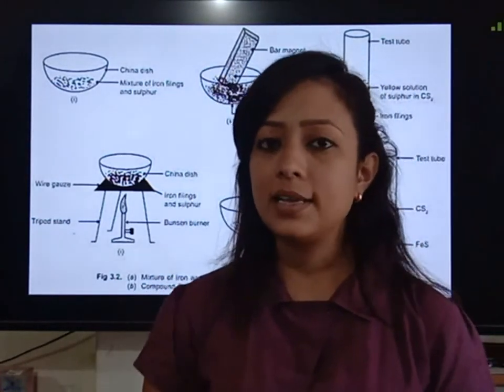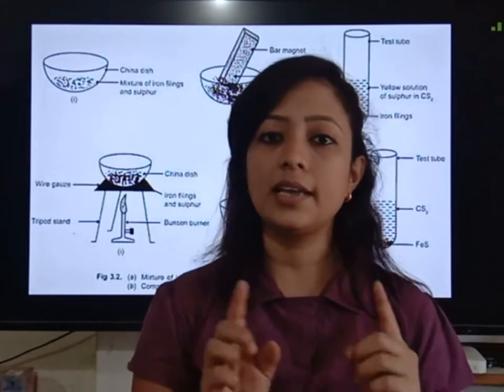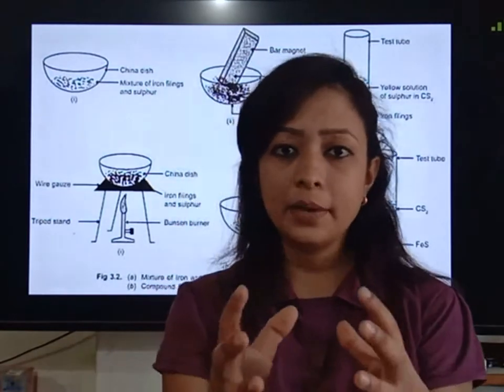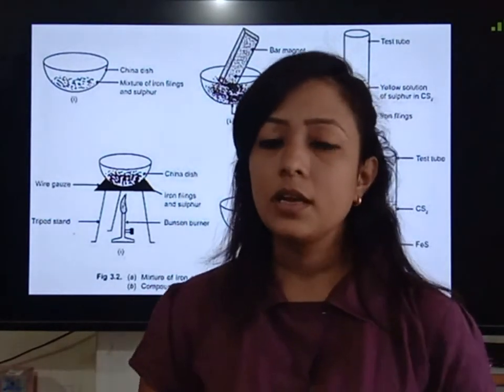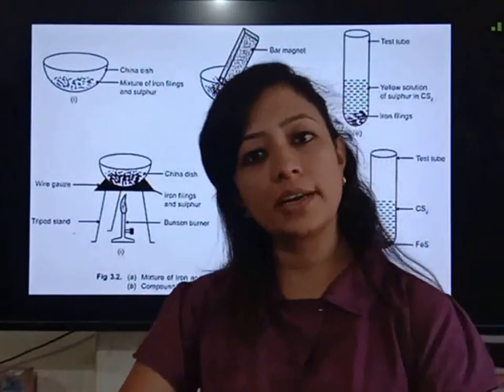Carbon disulfide, the formula is CS2, capital C, capital S and 2 at the base. So when we use this carbon disulfide solvent, the sulfur from the mixture gets dissolved in it.